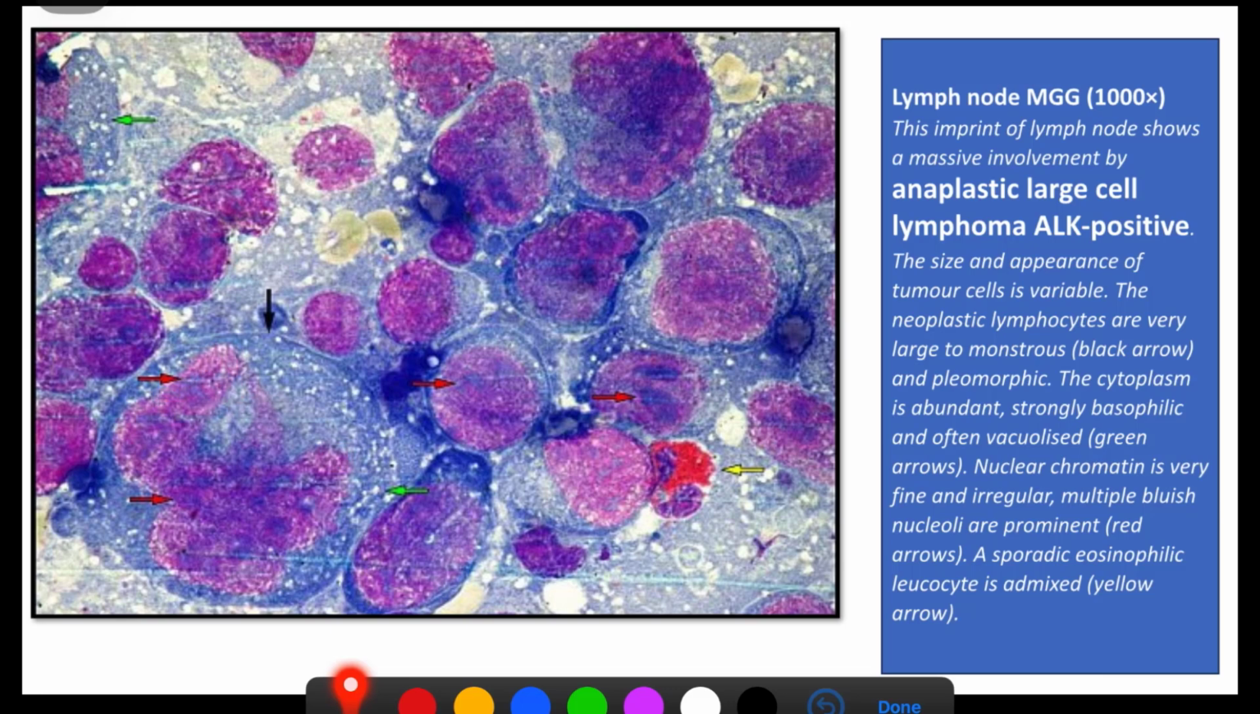Here this is the ALK positive lymphoma where you can identify large cells with prominent multinucleation, or you can identify multiple nucleoli and irregular nuclear membrane, bluish nucleoli, and you can identify eosinophils in the background.